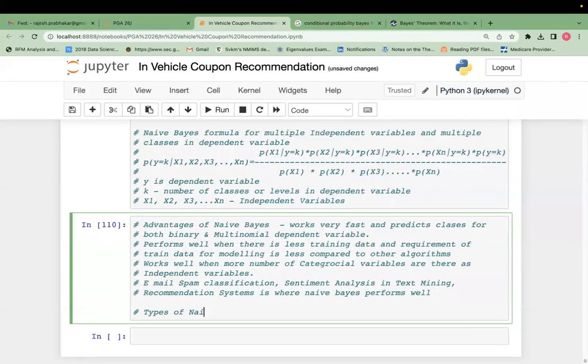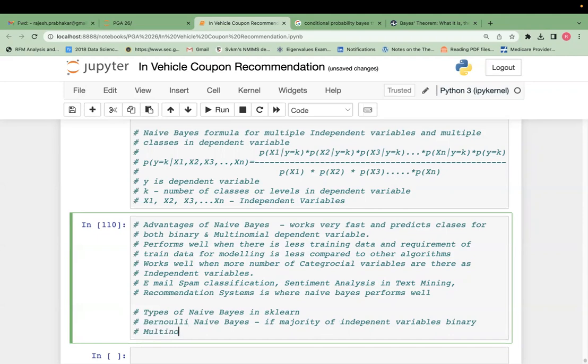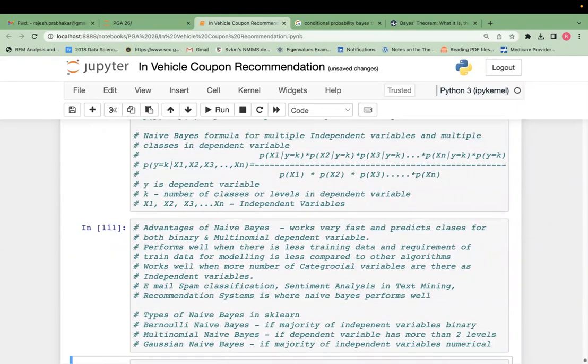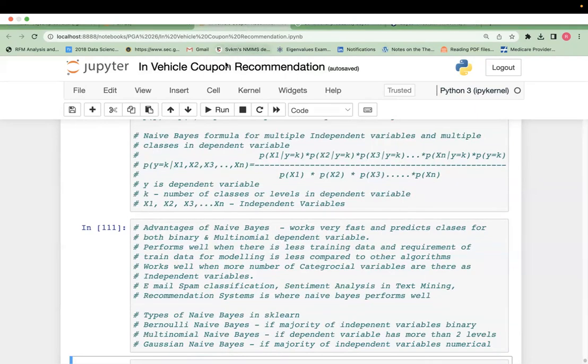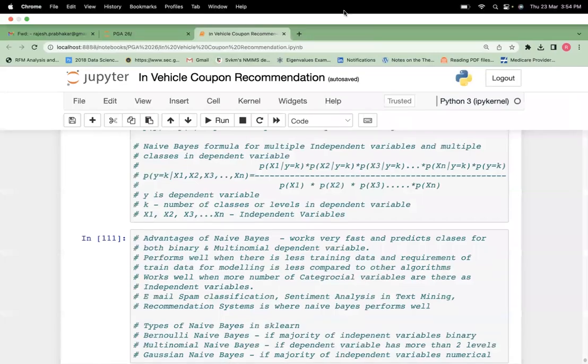So, types of Naive Bayes in sklearn: Bernoulli if the majority of independent variables are binary, multinomial if the majority of independent variables are categorical or count data, and Gaussian if the majority are continuous. So these are the three types of Naive Bayes in sklearn Python: Bernoulli, multinomial, and Gaussian. Okay, we'll take a break and come back and continue.